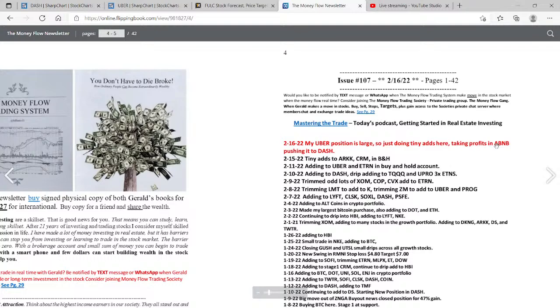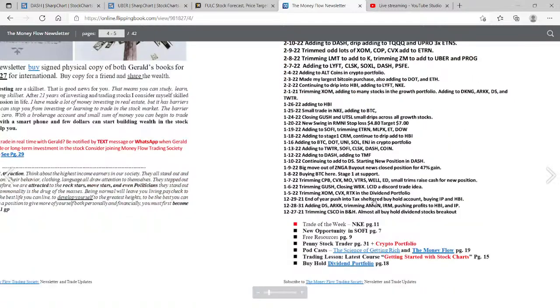Taking profits in Airbnb and pushing it to Dash. Yesterday, tiny adds to ARC, CRM, and buy and hold. That's all I did. Next, we go over to Friday, adding to Uber, ETRN, and buying. It's my log. I just go down the list. This would run forever. This runs for 20 years if I let it. But obviously I got to cut it.